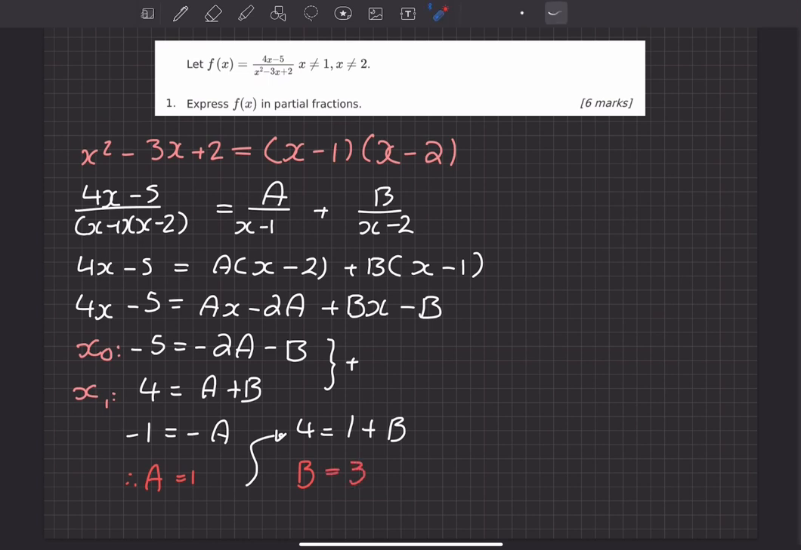And the question is asking us to express it in partial fractions, so let's put it as partial fractions. So we'll have f of x equals, we said a is 1 over x minus 1 plus, we said b is 3 over x minus 2. And it is a pretty easy question. And I doubt you're going to be asked questions like this, but you're probably going to need to use partial fractions in calculus to simplify the integral and solve it. But yeah, don't expect to see partial fraction questions on themselves.